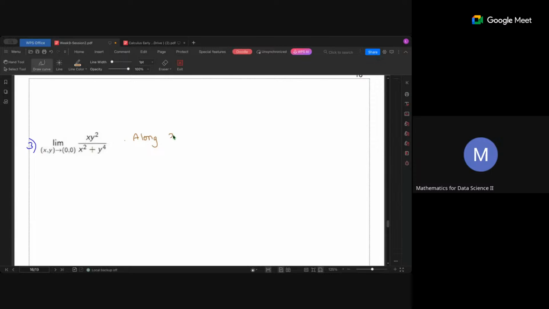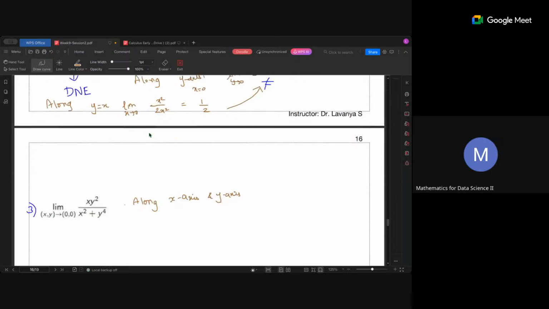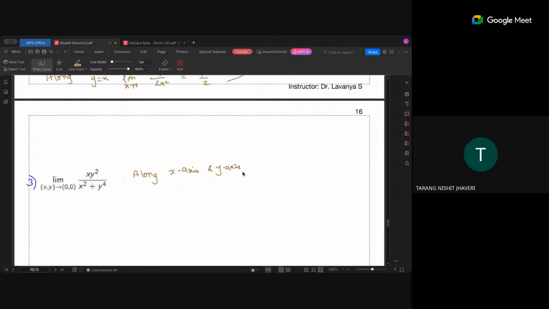So along the x-axis and y-axis, just like the previous one, obviously, what is the limit along the x-axis and y-axis? 0. The limit is 0. Okay. So next, along y equal to x, or sometimes you can generally take y equal to mx also. If you take y equal to mx, you are considering all straight lines passing through the origin. So what happens in this case?